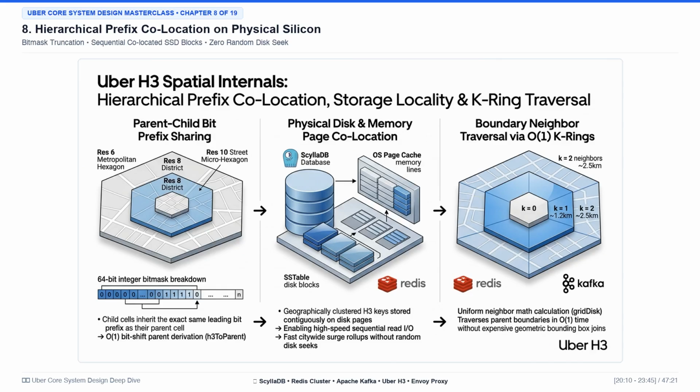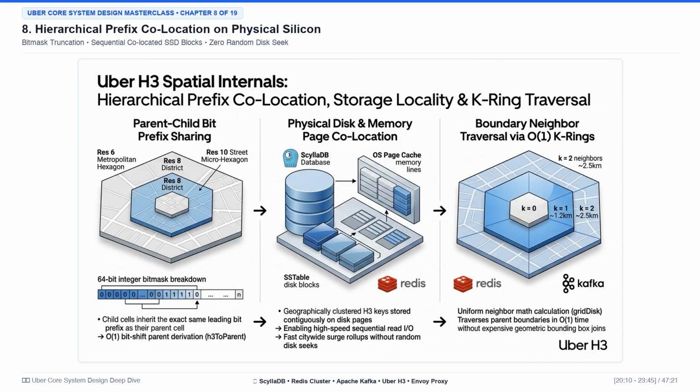The CPU simply truncates the end of the resolution 8 binary string, looks at the remaining prefix, and instantly knows its resolution 6 parent. Zero geometric calculations required. None. It's just comparing two strings of text. That is brilliant. It takes a complex geographic relationship and turns it into a basic text matching problem. It is. But the implications go far beyond just saving a few CPU cycles.